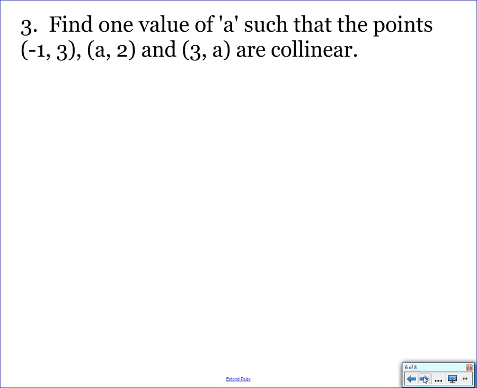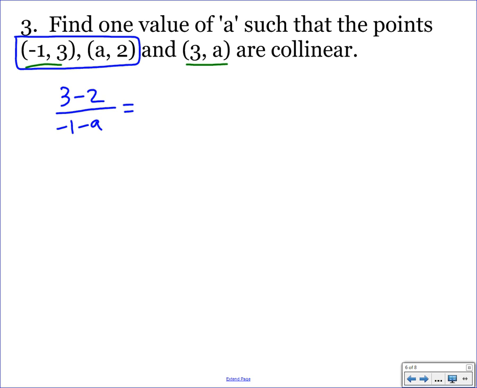Now number 3, find one value of a such that the points are collinear. If 3 points are collinear, then their slopes have to be the same. So set up 2 equations with slope. Set up that slope equation. 3 minus 2 over -1 minus a. That equals slope. Now let's look at the slope of the first point and the second point. So then I have 3 minus a, y, 2, 3 minus a, -1 minus 3.